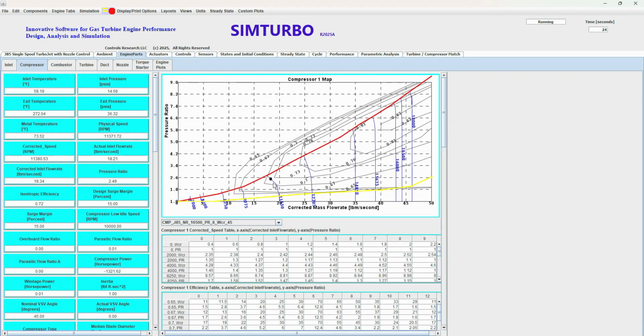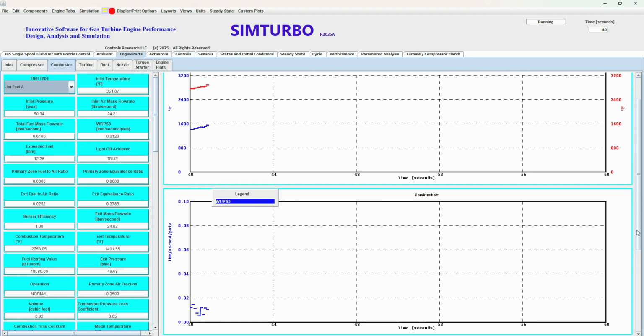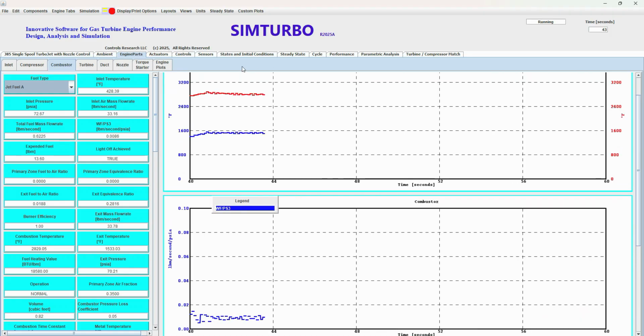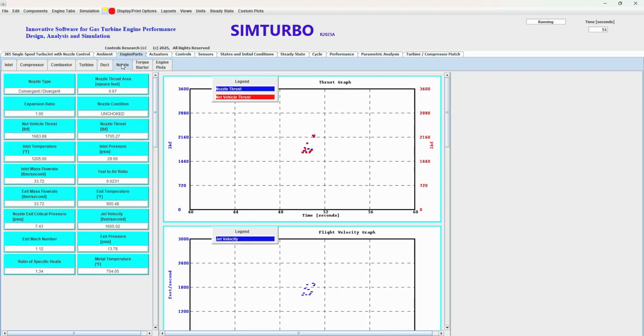During the transient, we can look at different tabs showing the operation of the gas turbine engine. For example, we can look at the component tabs that show their parameters as a function of time in both printed and graphical forms. We may look at the compressor map, showing the surge margin at a comfortable design value of 15%. The combustor tab showing the combustion temperature in red and the combustor exit temperature in blue, as well as the WF over pressure value. The turbine map showing the turbine corrected flow rate and efficiency as a function of pressure ratio and corrected speed. The nozzle parameters including thrust and jet velocity.